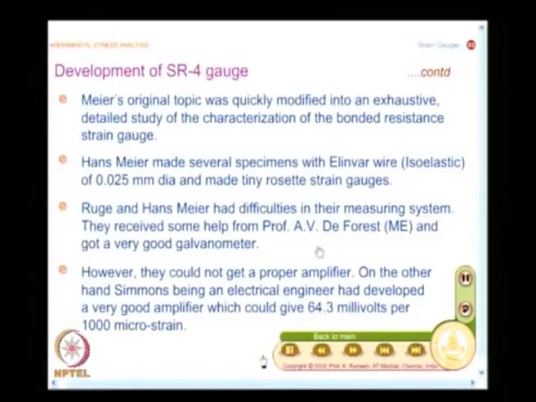And what is important is they had difficulty in the measurement system, because you are measuring small changes in resistance. So, you had another person, A.V. De Forest, a mechanical engineer, he gave a good galvanometer, but they did not have a good amplifier. See, electrical engineers know about amplification, and it was Simmons who had developed a very good amplifier. So, his contributions were also looked at.